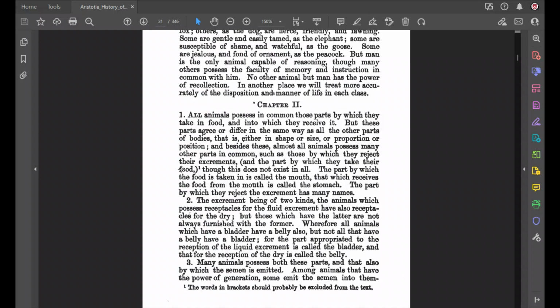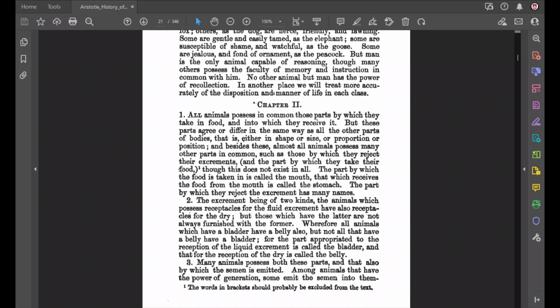And so what animals have in common with regard to parts is that they all have mouths, all have stomachs, and then the parts of their bodies by which they get rid of their waste have different names for different animals. Okay? But comparably they're the same. There's a mouth or a way that food enters the body. There's a stomach or a place to which the food goes. And then there's a means of excreting or removing waste from the body.